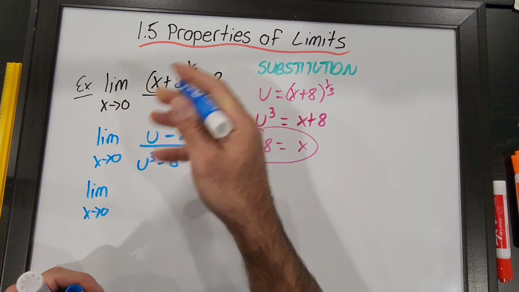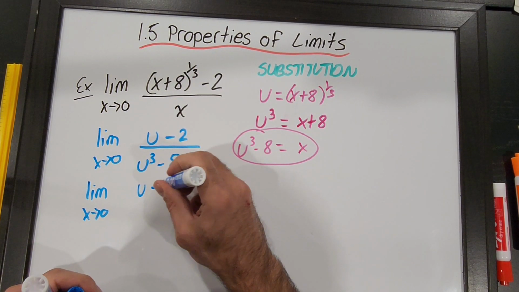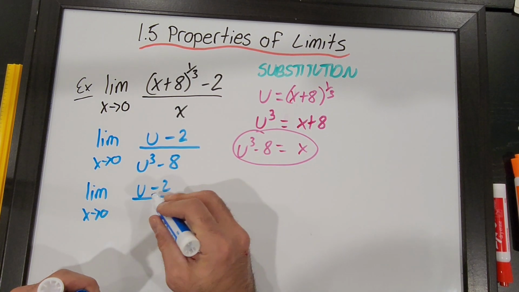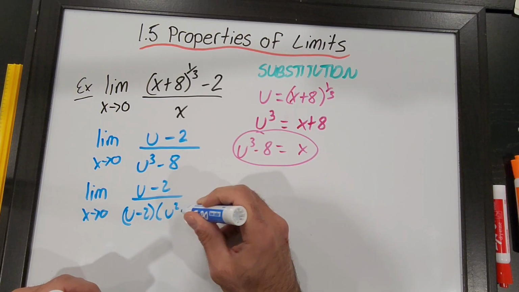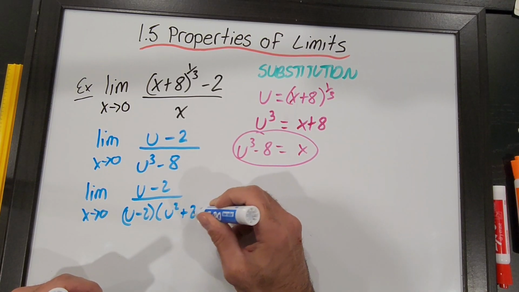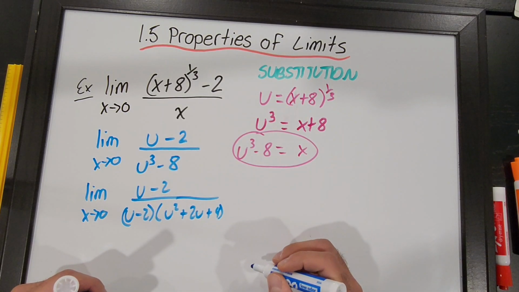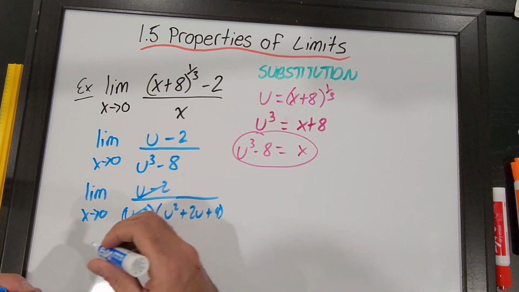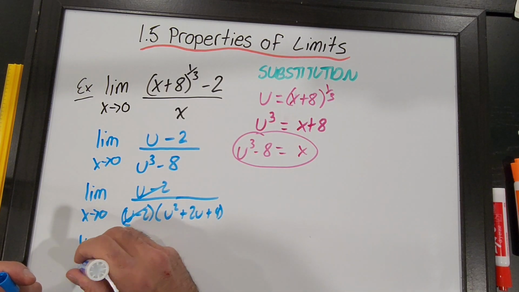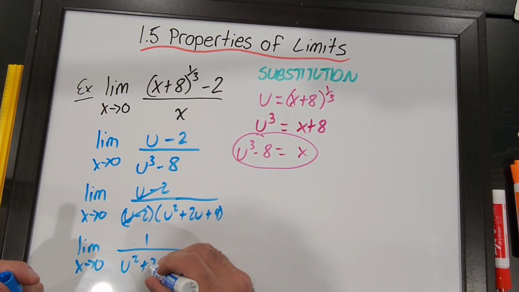So I've unlocked something to do. I couldn't do anything here. But now I have something to do. I have u minus 2 over, if this is difference of cubes, this is just u minus 2, and then the square, just change the signs, 2u plus 4. Okay, now these cancel out, and I'm left with, anytime I'm canceling out something, it's probably a great thing.